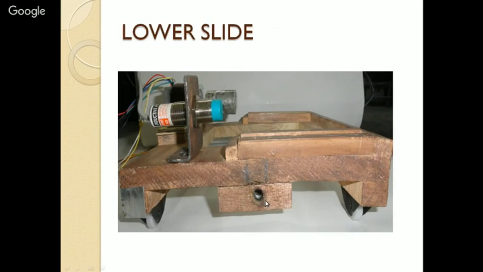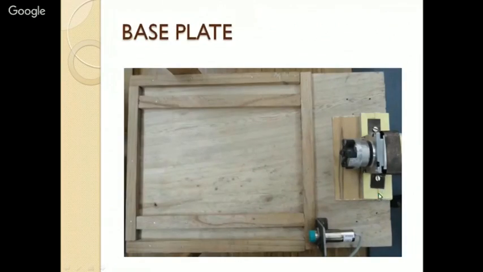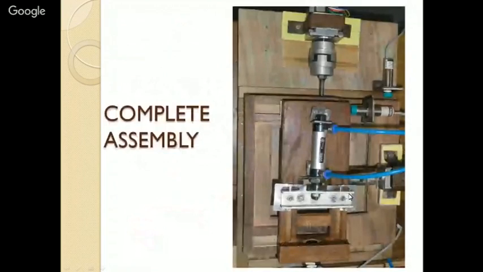So side view of lower slide. Lower slide also has wheels that will move in the grooves on the base plate. This is lower slide mounted on the base plate. Here you can see that this lower slide will be operated by this stepper motor, and the upper slide which will come here will be operated by the second stepper motor. This is the base plate. Now this is the complete assembly.